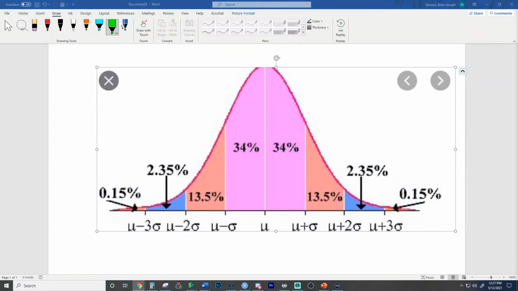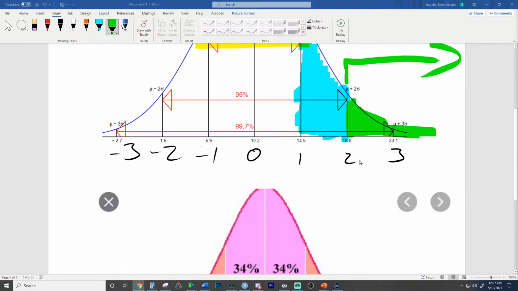So the answer is going to be, for this one right here, 13.5. Oh, wait, and it was yours. What if it's between? Yes, I think you, yep. You got it, Layla.